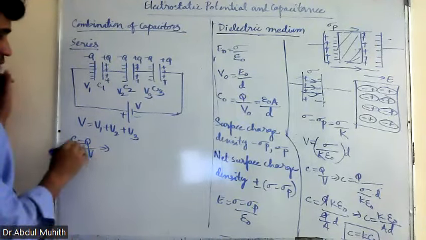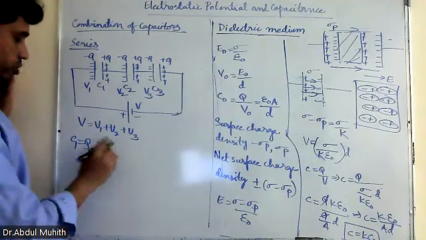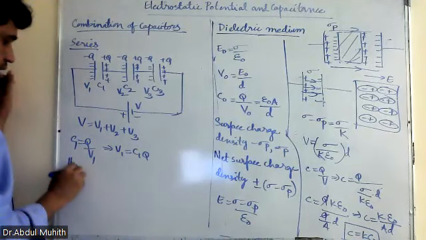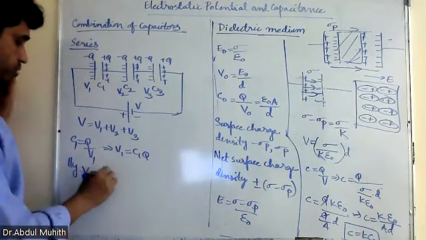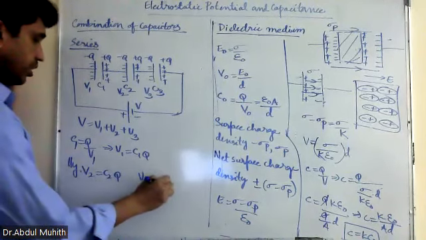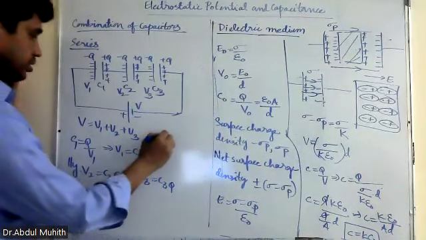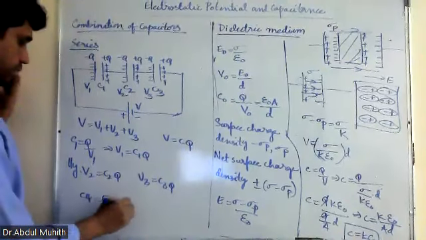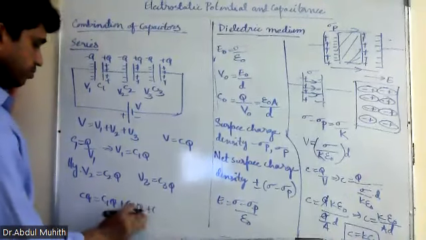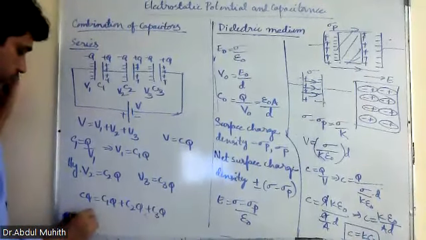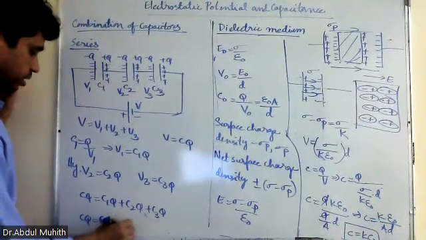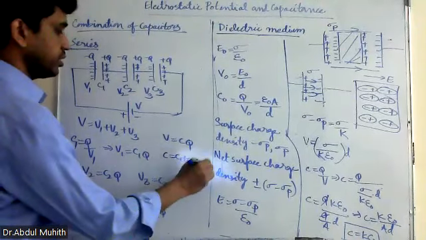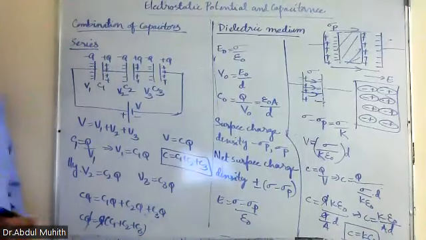C1 is equal to, the same charge will flow, C1 is equal to Q by V1. So V1 is equal to C1 into Q. Similarly, V2 is equal to C2 into Q, and V3 is equal to C3 into Q. And we have the formula V is equal to C into Q. So CQ is equal to C1Q plus C2Q plus C3Q. That is, CQ is equal to Q into C1 plus C2 plus C3. So Q will go away. The formula is C is equal to C1 plus C2 plus C3. This is the formula for capacity of the capacitors when they are in series.